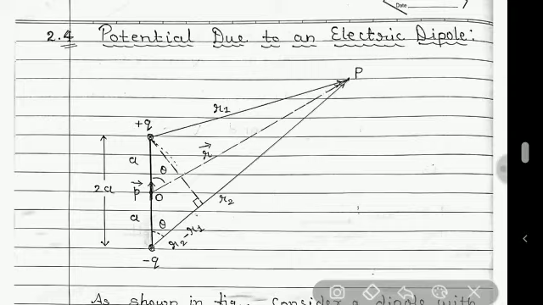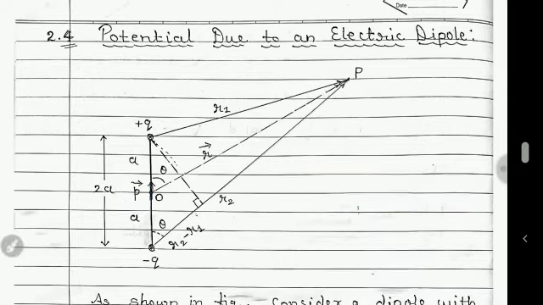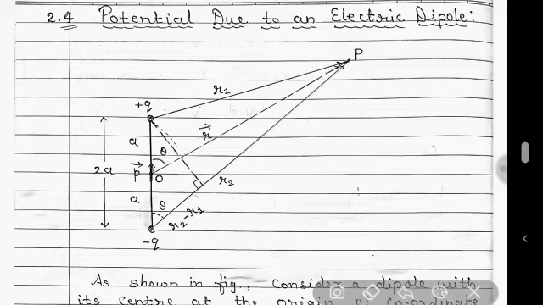Also we know that the electric field is always from positive to negative, but the dipole moment P is from negative to positive. You have to remember this also. Now consider this figure. A dipole is there along the y-axis. Its center is here, and we have selected a point P where we are going to find the potential.